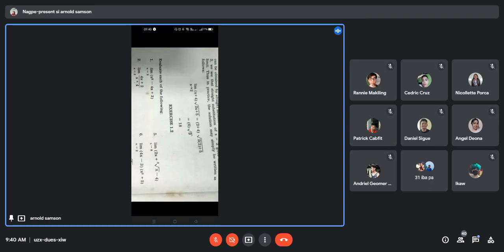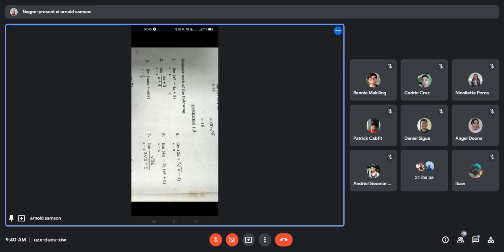Okay, so let's solve problem number 1 first. I'll give you 5 minutes. Ready? Number 1, the limit of x squared minus 4x plus 3 when x approaches 2.